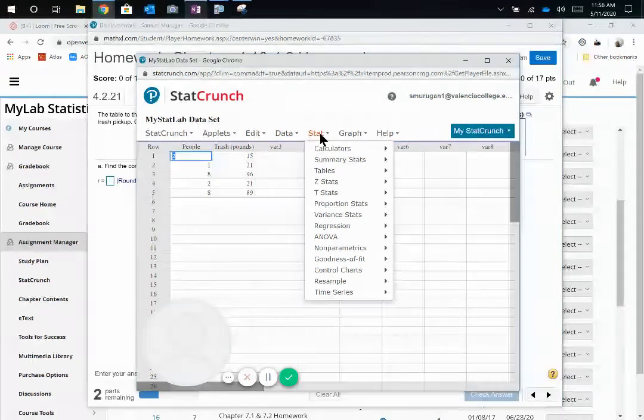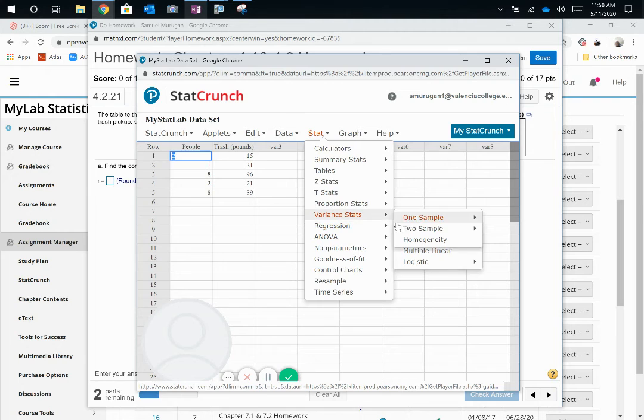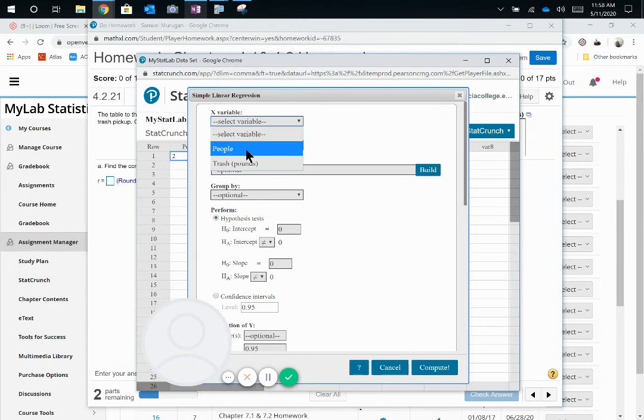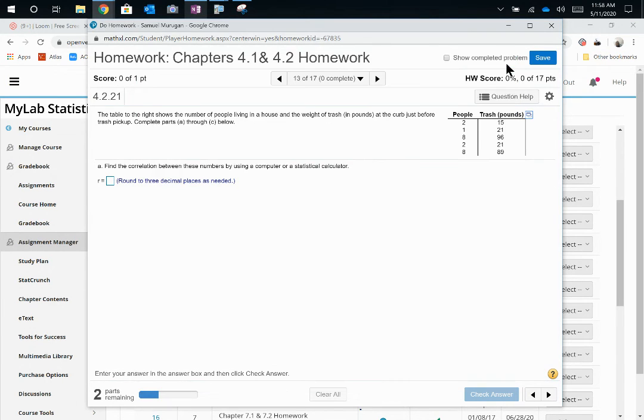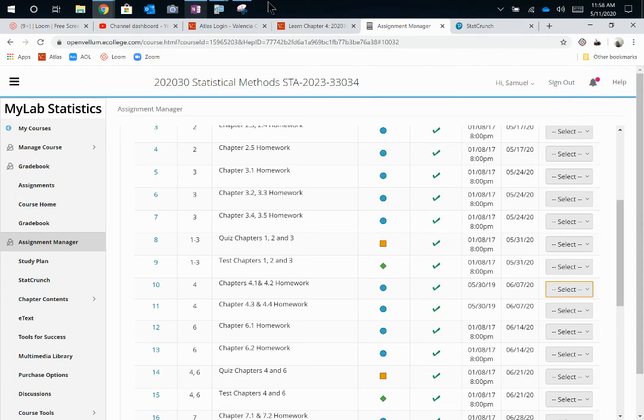Remember how you do this: stat, regression, simple linear. Remember, it doesn't matter which one you select for X and which you select for Y, but don't select the same one like I did here. Select X and Y and compute, and you would get your correlation coefficient right there. In this case, it's 0.986. Okay, so that would be the way you would do this problem in StatCrunch when you do your homework. All right, now let's continue here.